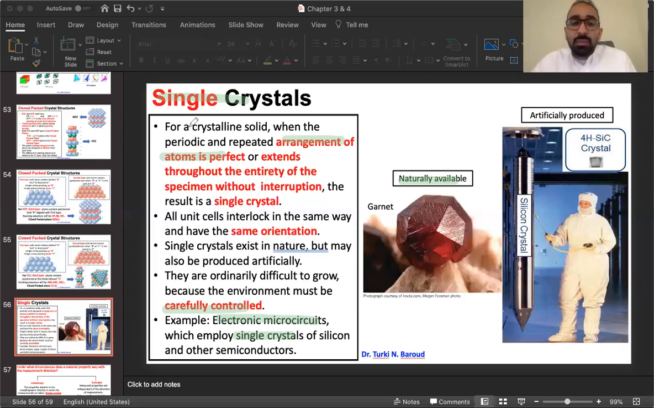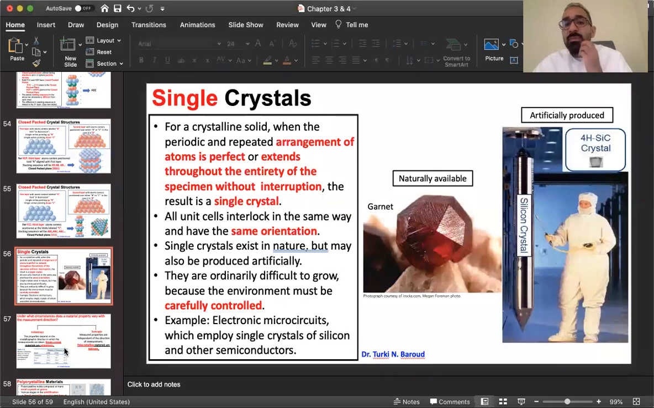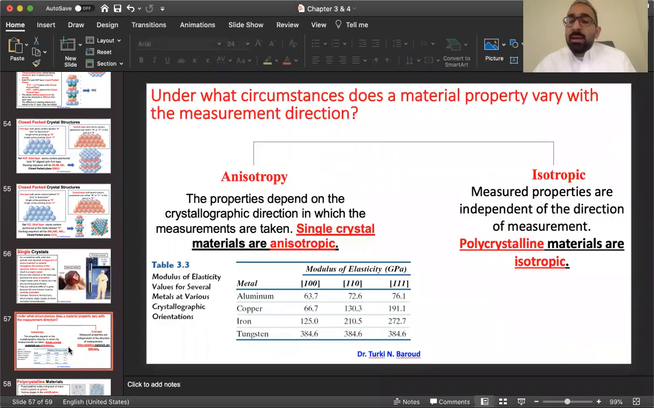The second type of crystalline material is called polycrystalline material. That means a material that is composed of a number of single crystalline materials.